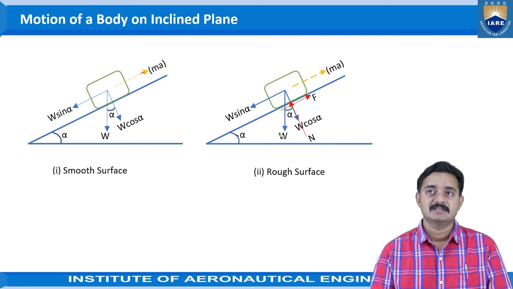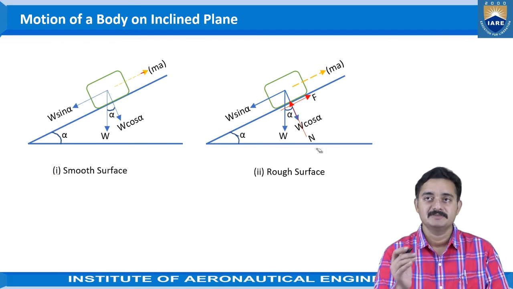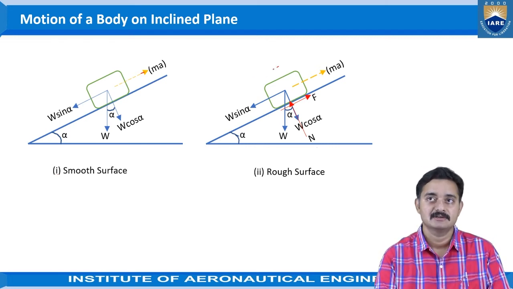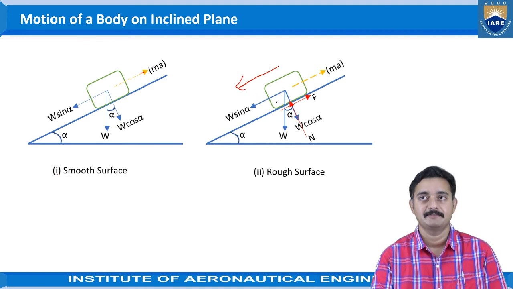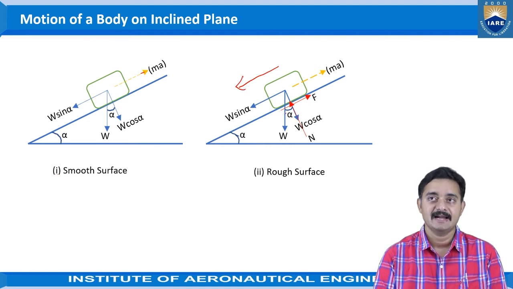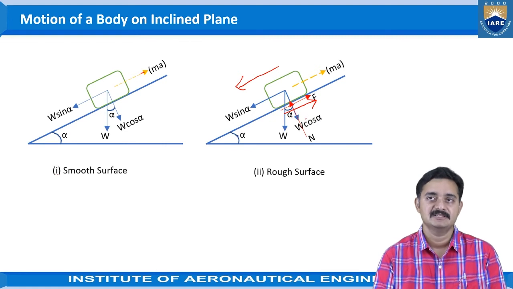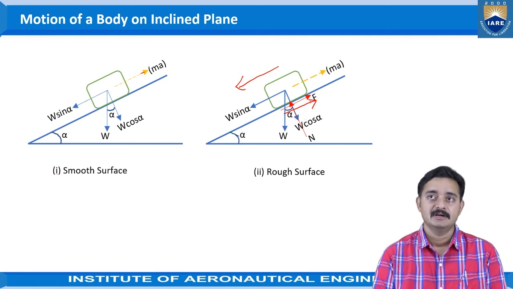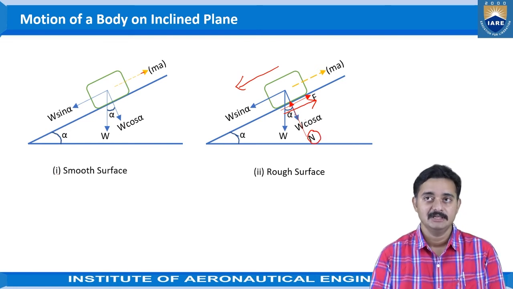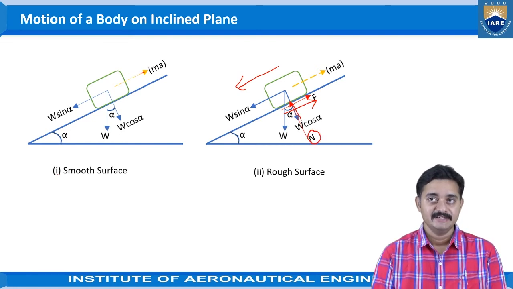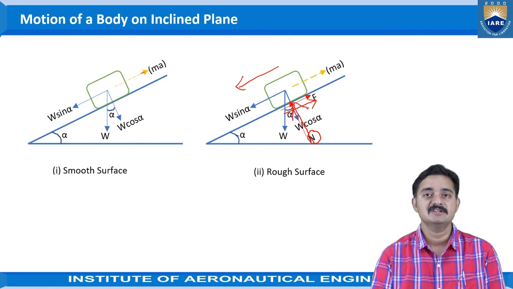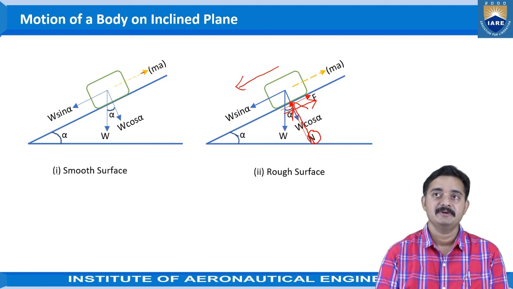Now, as per the given problem, the object is sliding down the inclined plane. So the friction will be acting up the plane. And coming to the normal reaction, immediately when friction is involved, the normal reaction will be placed, and that normal reaction is also towards the object.